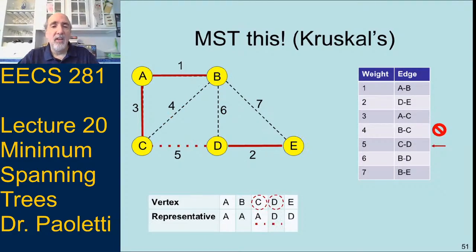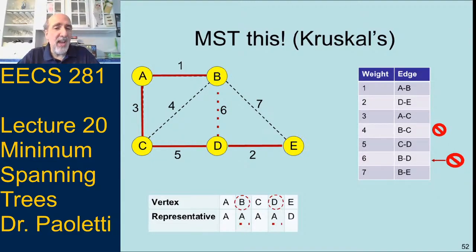Okay, moving on. CD. We ask, who's your representative? C says A, A says A, so A is the ultimate representative of that group. D says D, that's the ultimate representative. They have different representatives. A union can occur. So we change D's representative to be A, the same as C's representative. Move on to the next edge, BD. We ask B. B says A, A says A, that is the ultimate representative. We ask D. D says A, A says A. B and D have the same representative, therefore they cannot be unioned.